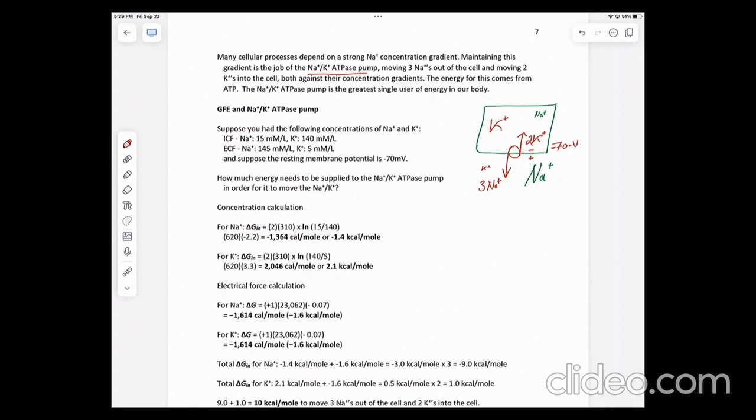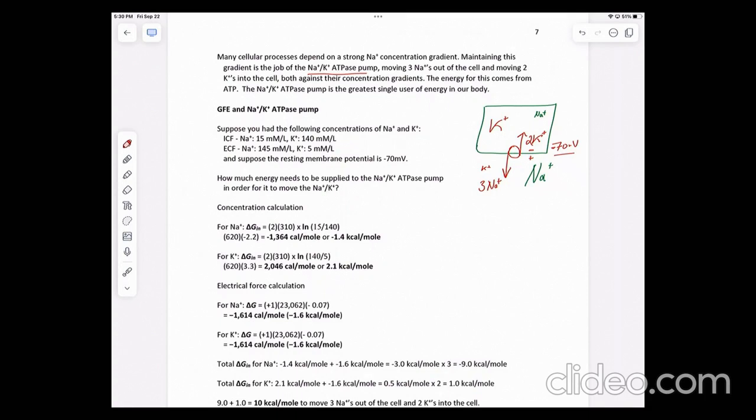The potassium, I'm pushing it against its concentration gradient, so I have a lot of potassium on the inside and a little bit on the outside. But since potassium is positive, I get a little bit of help from the electrical potential being negative on the inside. So the electrical force favors potassium coming in, but the concentration force does not. I have a lot of moving parts here. And the cool thing is, if I know the concentrations of these electrolytes, and if I know the resting membrane potential, I can actually calculate how much energy it's going to take to spin this pump.